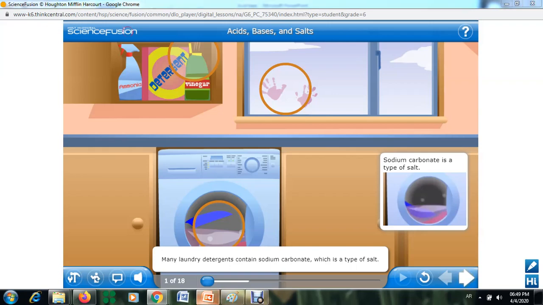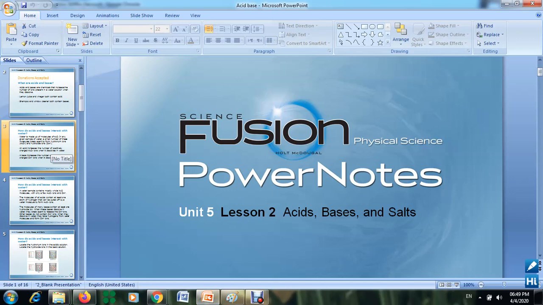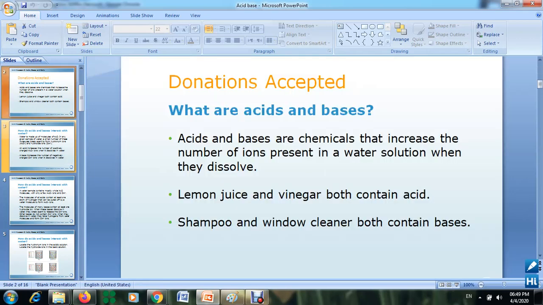So in general, we want to define what an acid and a base mean. Acids and bases are chemicals that increase the number of ions present in a water solution when they dissolve. We want to explain this. What does that mean? What are these ions we're talking about? We will talk about it now. We said lemon juice and vinegar contain acid. Shampoo and window cleaner both contain bases. So what does the definition mean? They increase the number of ions.